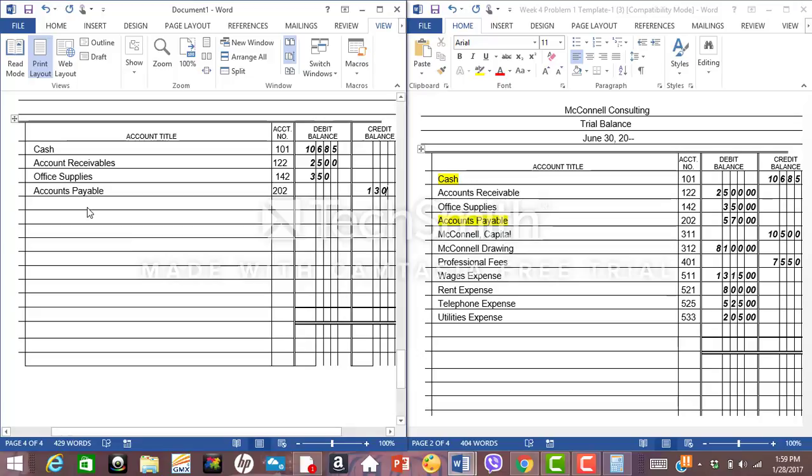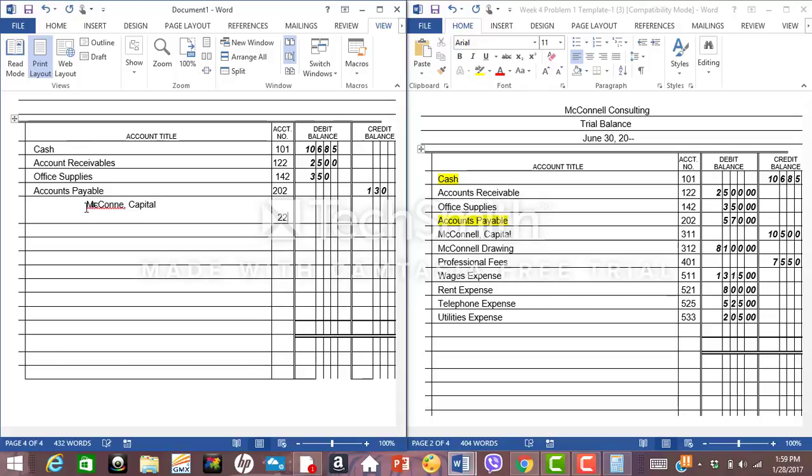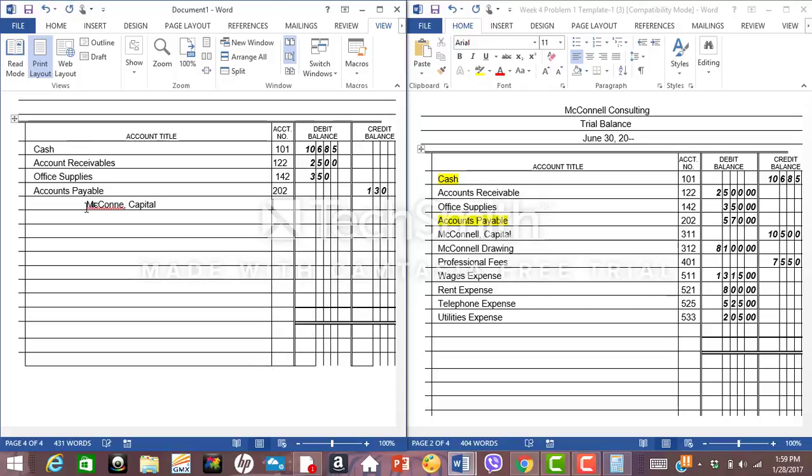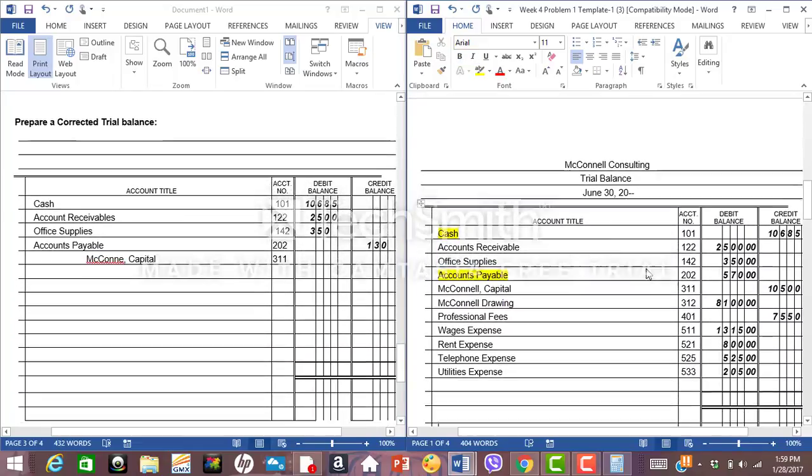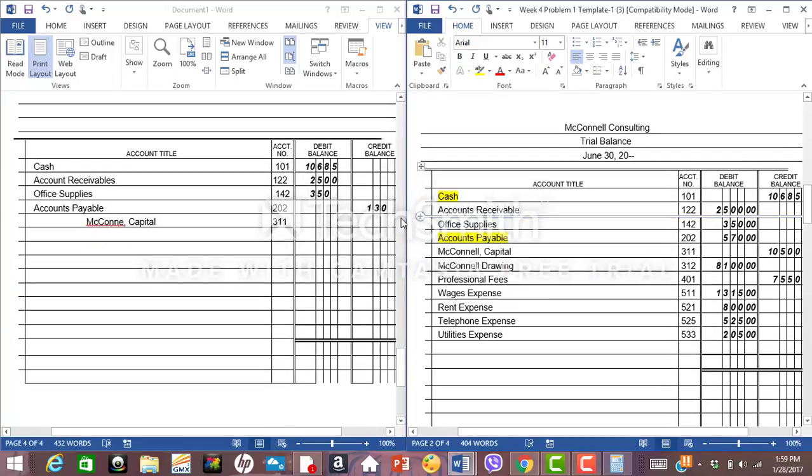The next one is capital. Okay, and that would be under 311. Oops, 311. And it says $10,500, and I believe that would be the very top. Let me see, capital 10,500. So yes, $10,500, and you credit it, correct? So that is correct. 10,500, and then you have drawing.